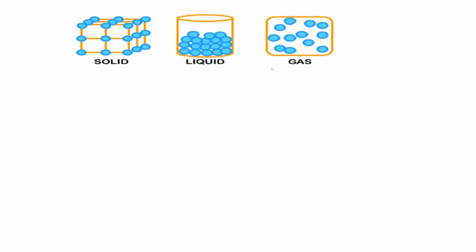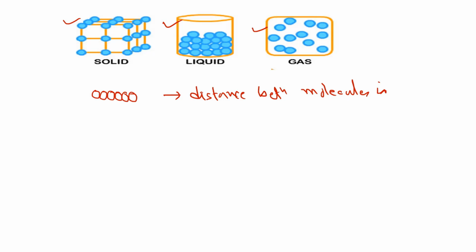You see there are three diagrams: solid, liquid and gas. So what is solid? Solid says that if the distance between the molecules is very small, you see this is a very small distance. So what happens if the distance is very small? Then in that case the force of attraction between the molecules is very high. So in case of solid, the distance between molecules is very small.